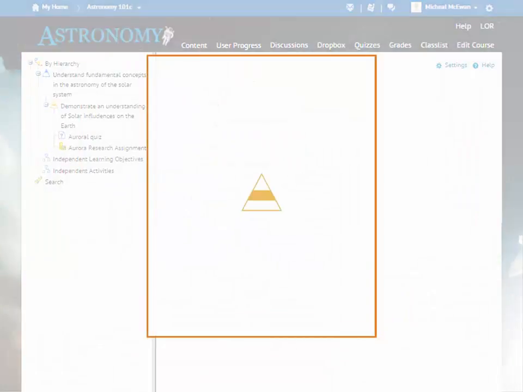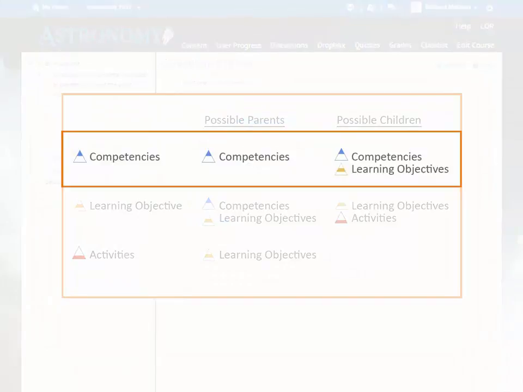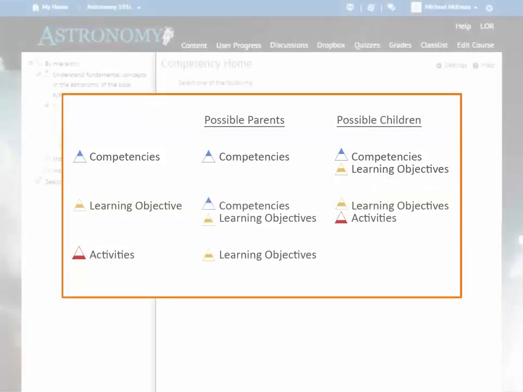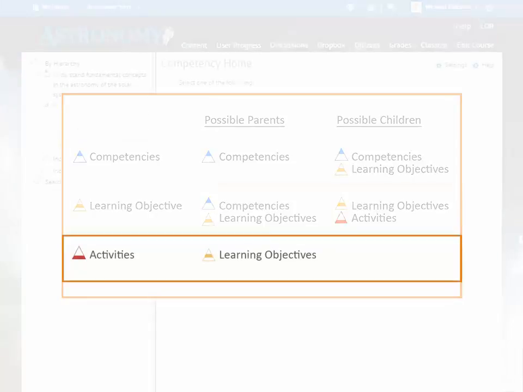A competency structure hierarchy results from parent-child relationships between the structure's elements. Competencies can only have other competencies as parents. They can have both learning objectives and other competencies as children. Learning objectives may have both competencies and other learning objectives as parents, and both learning objectives and activities as children. Activities can only have learning objectives as parents and can have any elements as children.